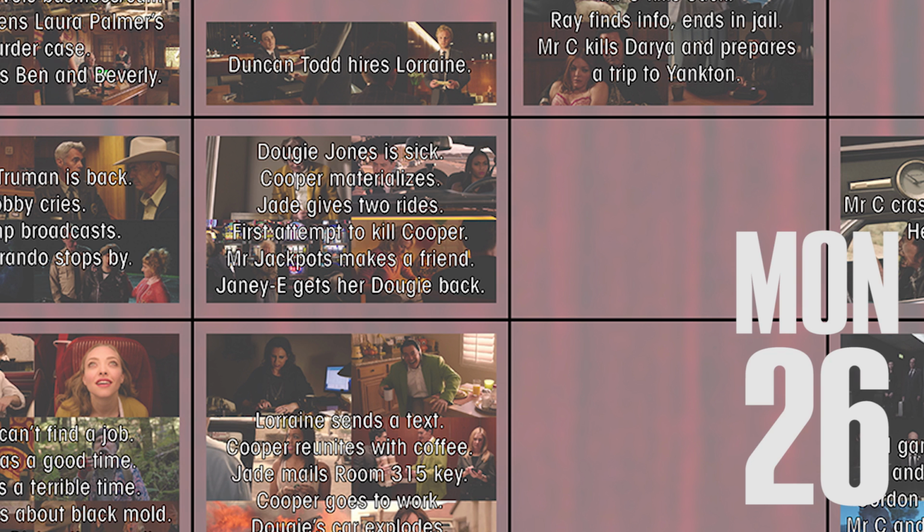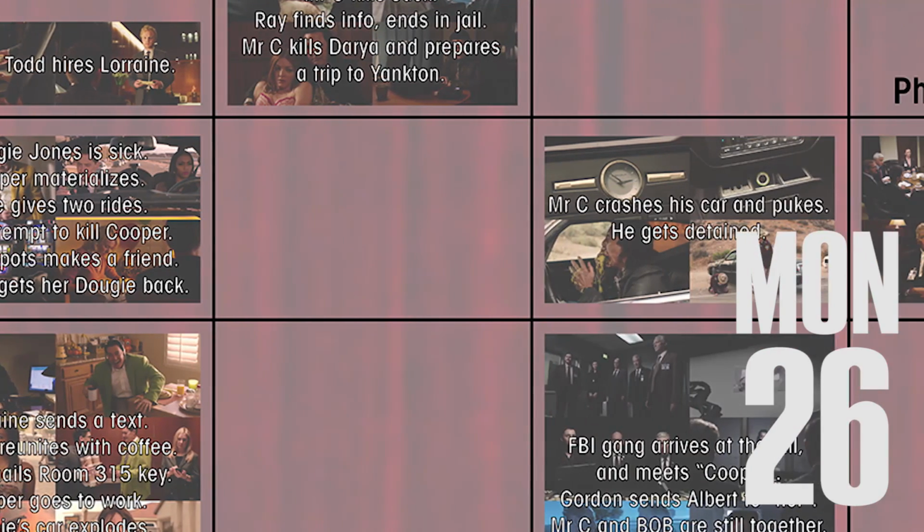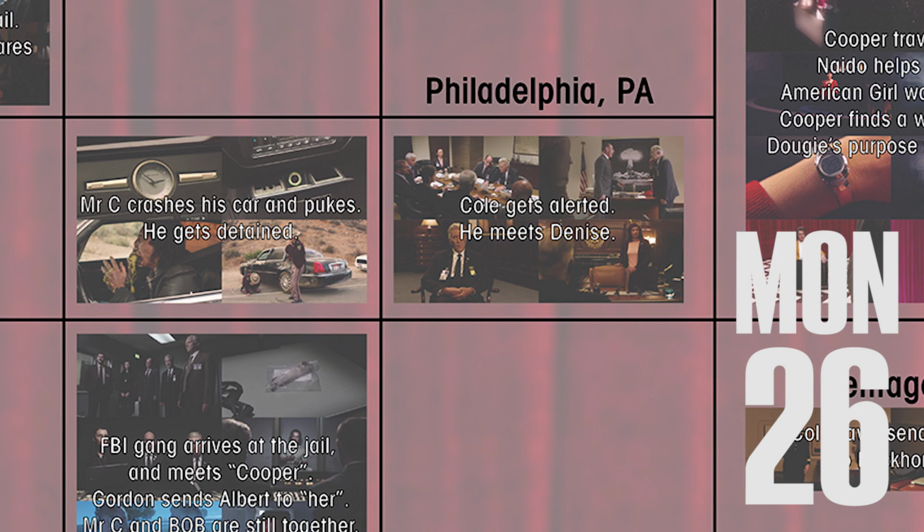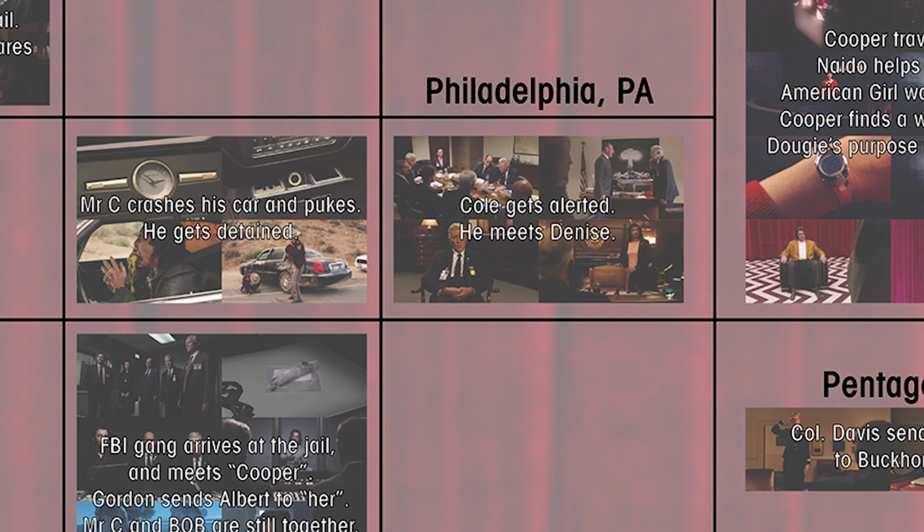Jade drops him off at the Silver Mustang Casino, and he becomes Mr. Jackpots. Later on that same evening, Janey-E gets introduced when Dougie's brought home. On the same day, on the way to Yankton, Mr. C crashes after avoiding the switch in his car, and he gets sent to jail. Over in Philadelphia, Cole finds out what's going on, and he goes and meets Denise that very same day.